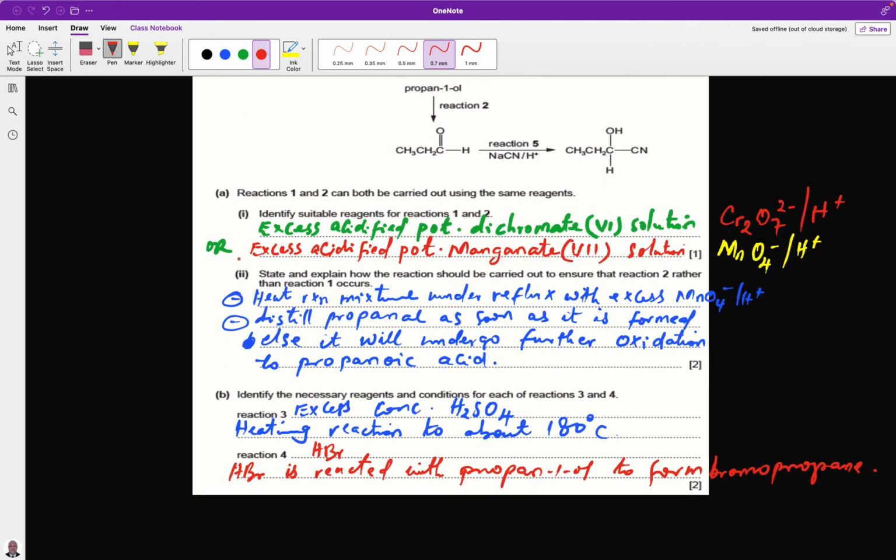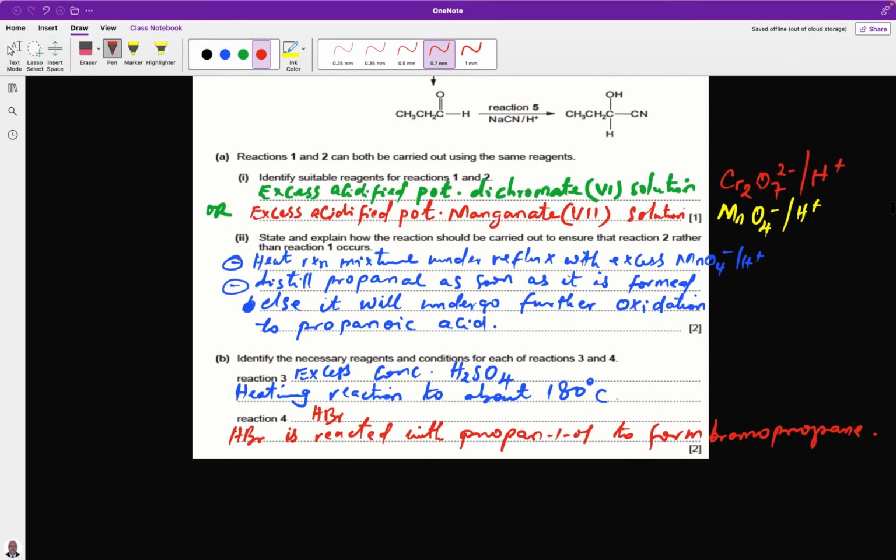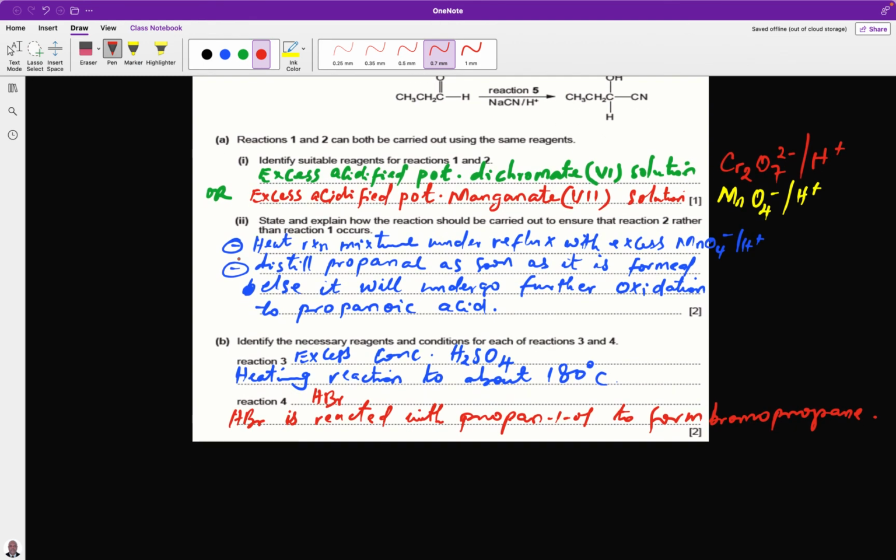Then dehydration of alcohol will result in alkenes. Our reagent, we said, was excess concentrated sulfuric acid, and you must heat the reaction to a temperature of about 180 degrees Celsius. Halogenation of alcohol, we call it a nucleophilic substitution of the OH group to give a halogenoalkane. Here we were using hydrogen bromide as our reagent, and the condition will be to react the hydrogen bromide with propan-1-ol to have our bromopropane.